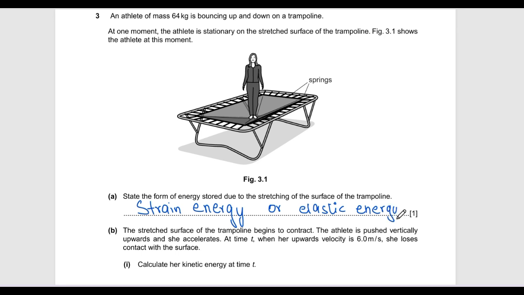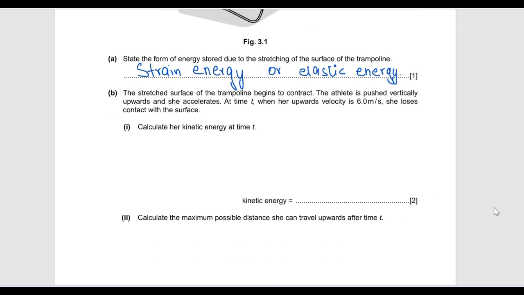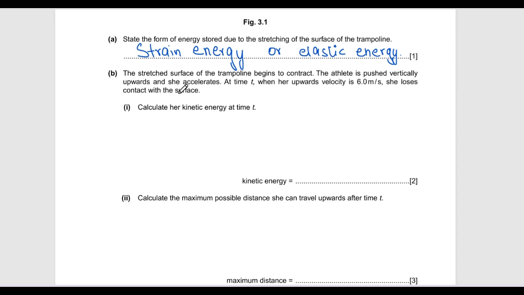The next question says that the stretched surface of the trampoline begins to contract. The athlete is pushed vertically upward and she accelerates. At the time t, when her upward velocity is 6 meters per second, she loses contact with the surface. Calculate the kinetic energy at that point.